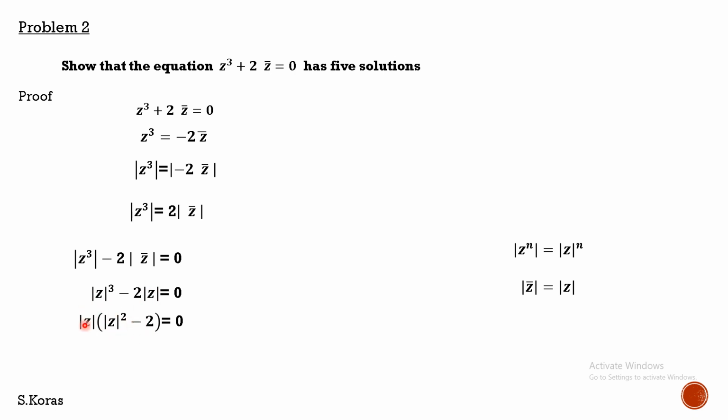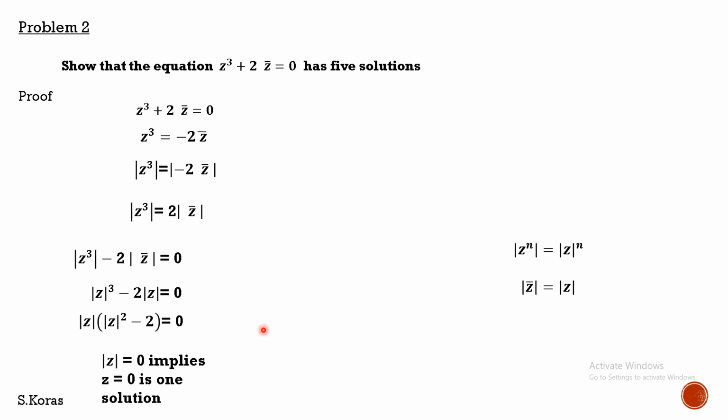Again, as in the first problem, there are two cases: modulus of z is equal to 0, and modulus of z square minus 2 is equal to 0. As I told you already, modulus of z is equal to 0 is possible only when z is equal to 0. So for the first case, when modulus of z is equal to 0, it gives us one solution, that is z is equal to 0.